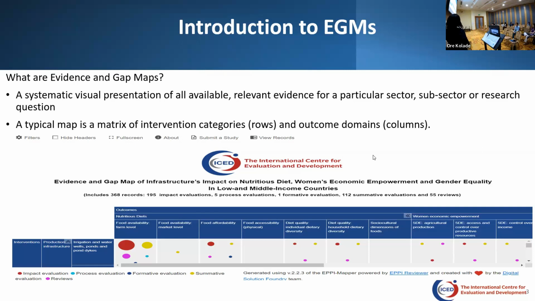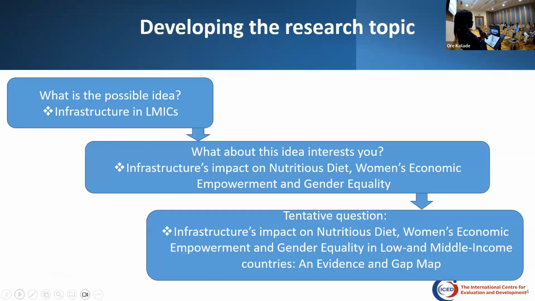So typically an evidence gap map is a matrix, and to get a matrix you have an intervention category, which is normally on the rows, and then you have the outcome category or domain, which normally appears on the column. So an example of an evidence gap map that ICE has developed is shown here. At the end of the presentation, we are going to navigate you through this evidence gap map. So this is just to show how it looks.